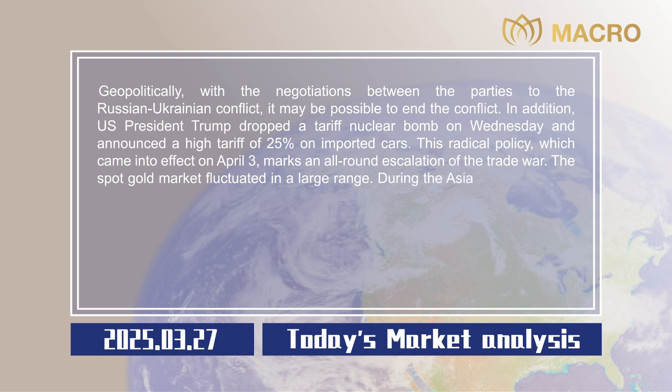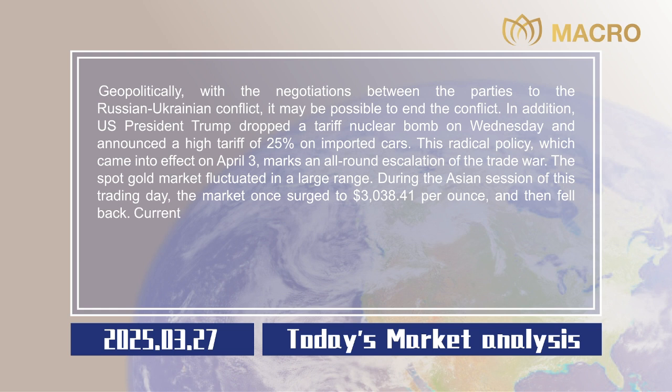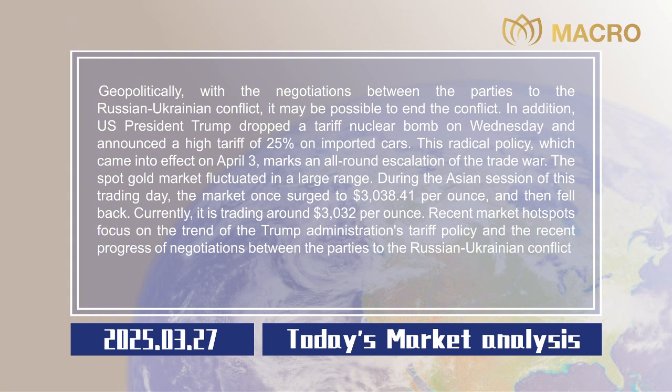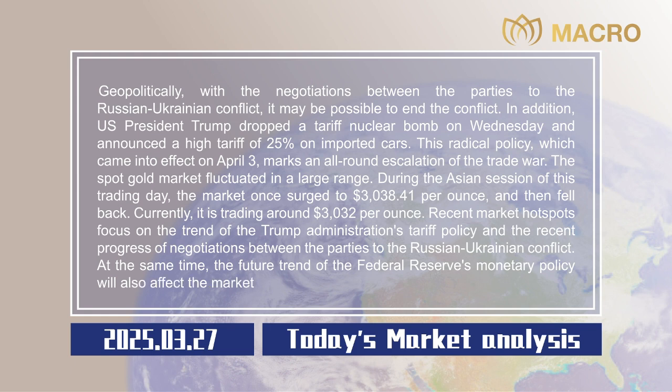The spot gold market fluctuated in a large range. During the Asian session of this trading day, the market once surged to $3,038.41 per ounce, and then fell back. Currently, it is trading around $3,032 per ounce. Recent market hotspots focus on the trend of the Trump administration's tariff policy and the recent progress of negotiations between the parties to the Russian-Ukrainian conflict. At the same time, the future trend of the Federal Reserve's monetary policy will also affect the market trend.